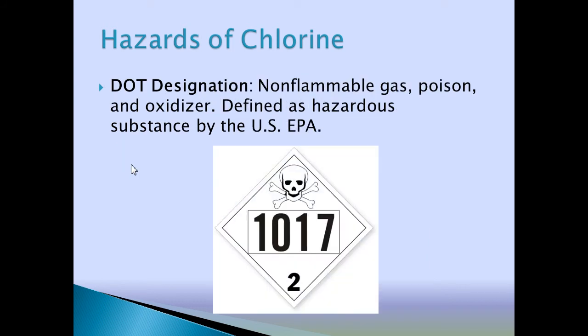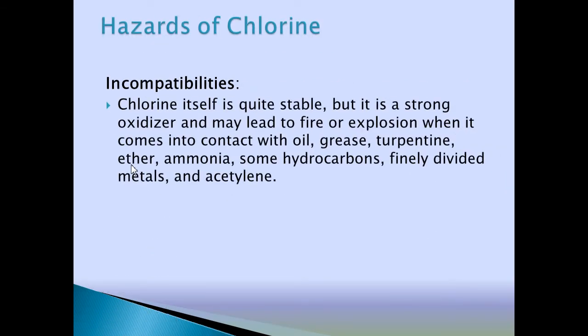If you see the 1017, that's your DOT labeling. The DOT labeling is going to change with the new Globally Harmonized System, GHS, the Globally Harmonized System for classification and labeling of chemicals. GHS is going to change that hazard symbol from what you're seeing there. But the atomic number of chlorine is 17, so that's why the DOT designation says 1017. Chlorine.